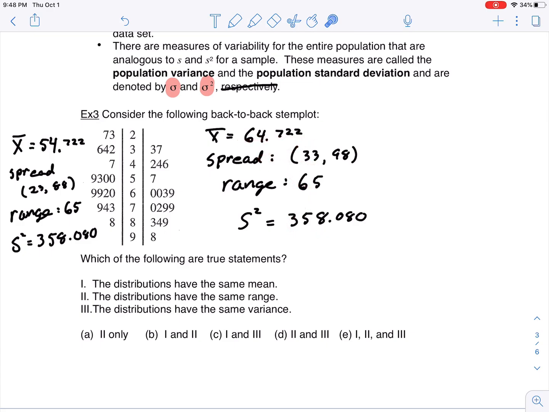I see the means are different, the spreads are different, the ranges are the same, and the sample variances are the same. So looking at the same range and same sample variance, the answer is D. Good.